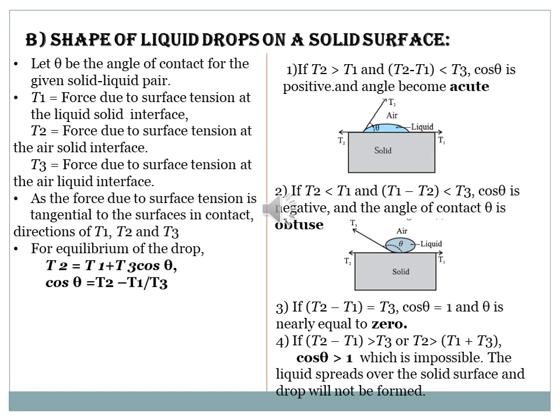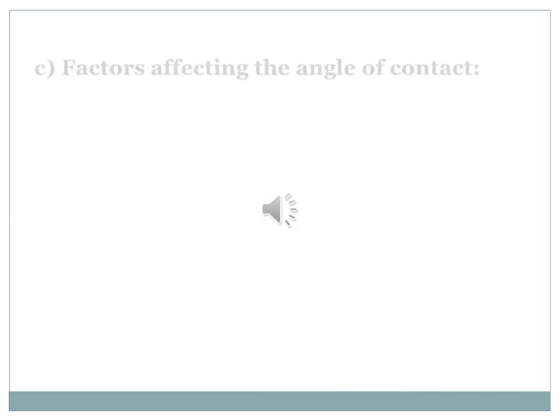So this is all about the shape of the liquid drop on a solid surface. We have seen angle of contact, shape of meniscus, shape of liquid drop on a solid surface. Now we are going to see the factors which affect the angle of contact. Sorry, not solid surface, factors affecting angle of contact. So let's see in another slide.